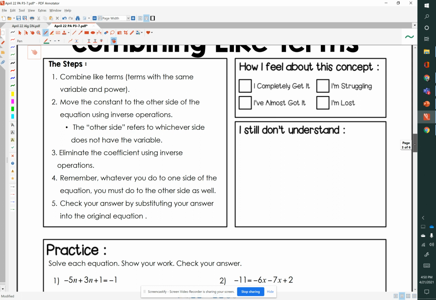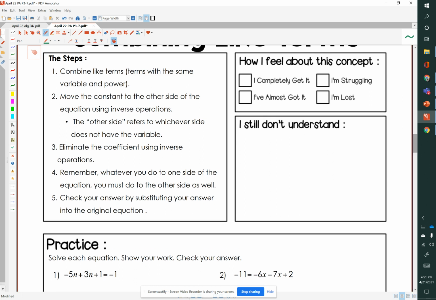Today we are going to solve equations by combining like terms. So let's be mindful of the steps that we're going to go through. So first we combine the like terms. That's the first thing we do. Those terms must have the same variable and the same power. And also numbers are like terms. So then, as usual, we're going to move the constant to the other side of the equation using inverse operations. So if we have a number by itself, we'll move that over.